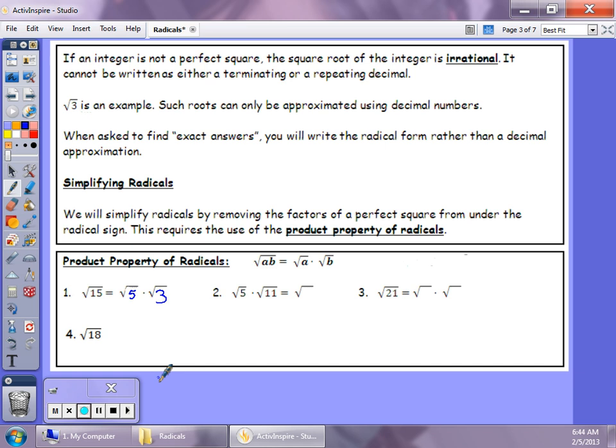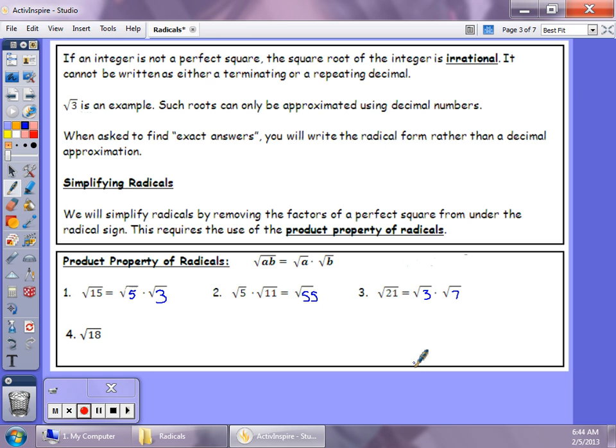The property also works backwards, where if you have two roots, so here we have root 5 times root 11, we can multiply the numbers underneath the radical sign. So 5 times 11 is 55, and we can turn that into one root, or root 55. Same thing for the third example. We know that root 21 has the factors of 3 and 7, so we can rewrite this as root 3 times root 7.